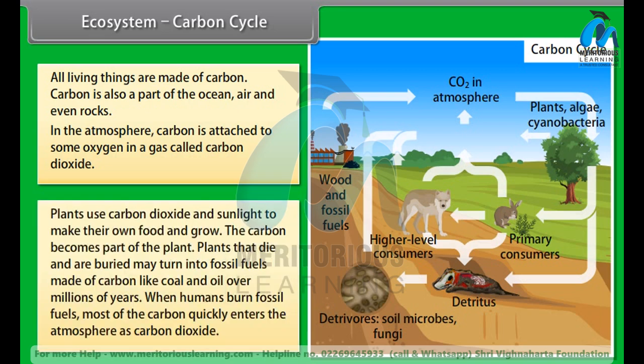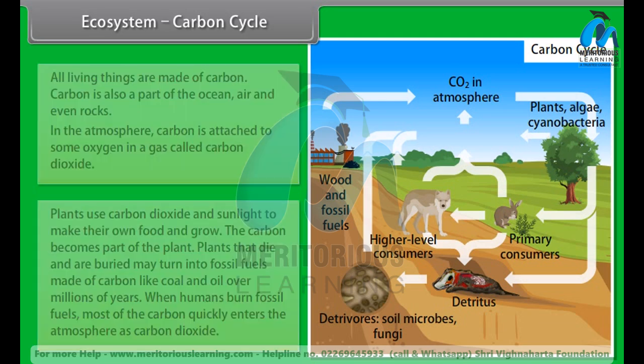Plants use carbon dioxide and sunlight to make their own food and grow. The carbon becomes part of the plant. Plants that die and are buried may turn into fossil fuels made of carbon, like coal and oil, over millions of years. When humans burn fossil fuels, most of the carbon quickly enters the atmosphere as carbon dioxide.